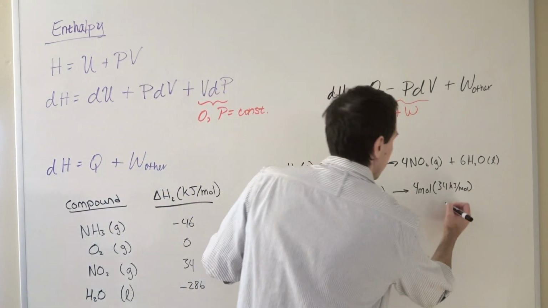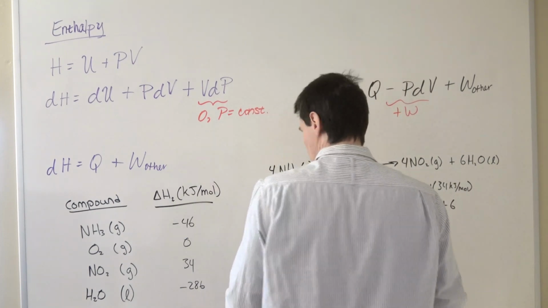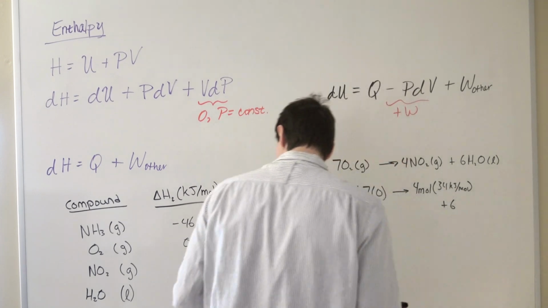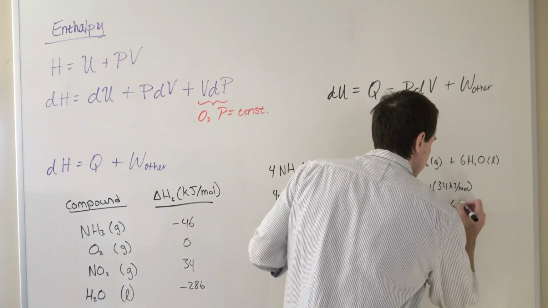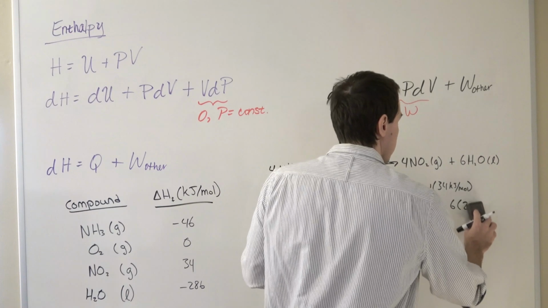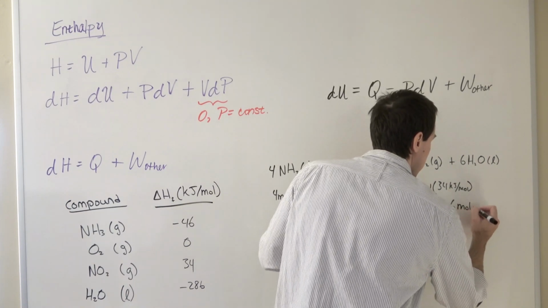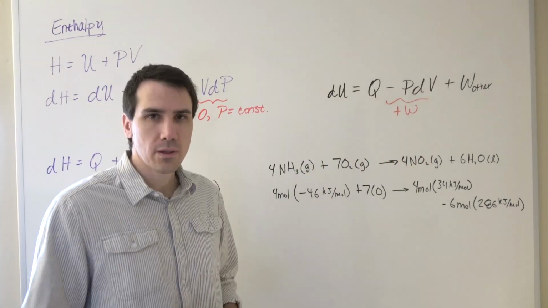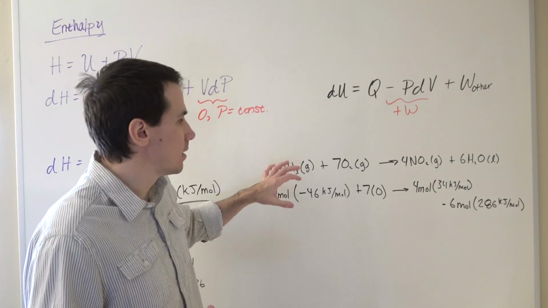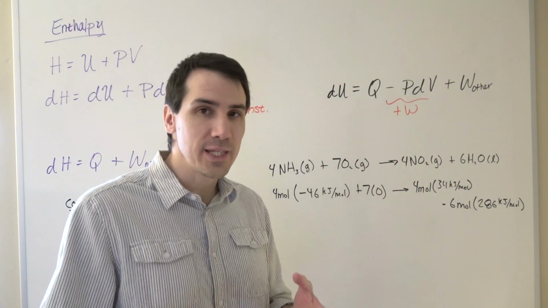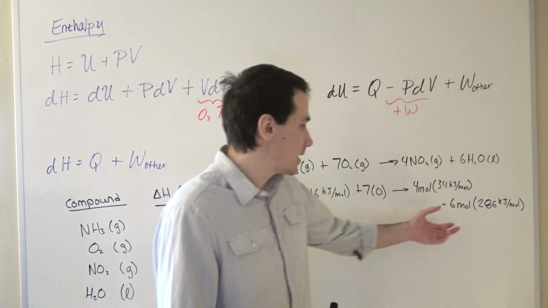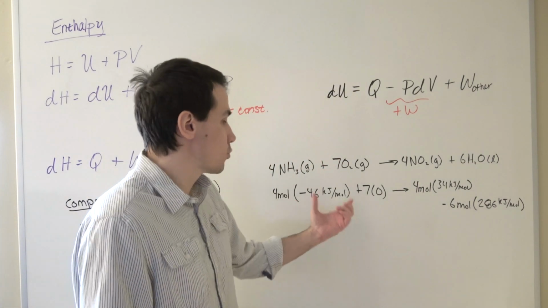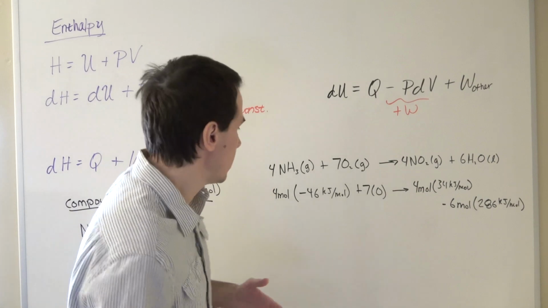And then finally we have 6 water molecules, and water has a delta H of negative 286. So we will subtract 6 times 286. We can find the total change in enthalpy of this process, and in turn find the total amount of heat given off or absorbed by the process, by taking the delta H values for the resultants of the process, and then subtracting the delta H values of the reactants, the initial molecules that we had.